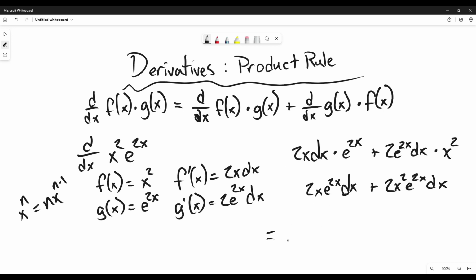In that case, we would write this as the final answer of 2x squared e to the 2x plus 2x e to the 2x dx. And the dx applies to the whole equation like this.